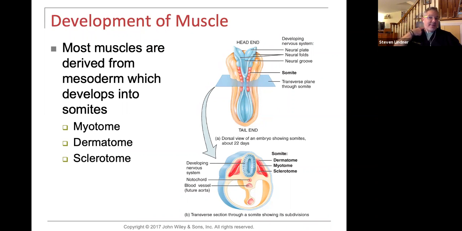So the nerves that come out of the neck control muscles, myotome, and the nerves that come out of the neck also control dermatome, which is the sensory. Don't worry about sclerotomes for now.